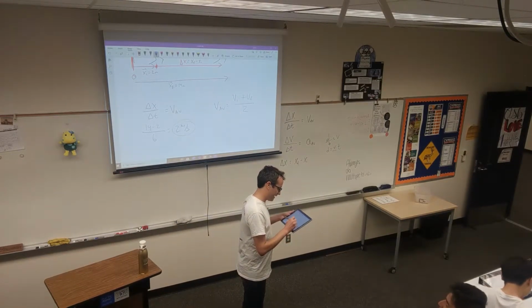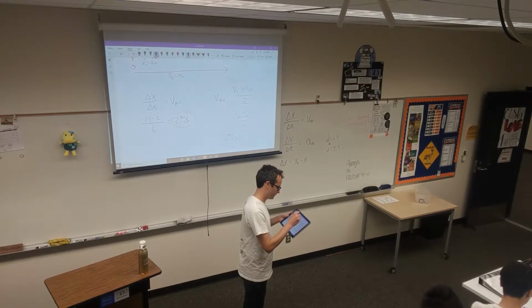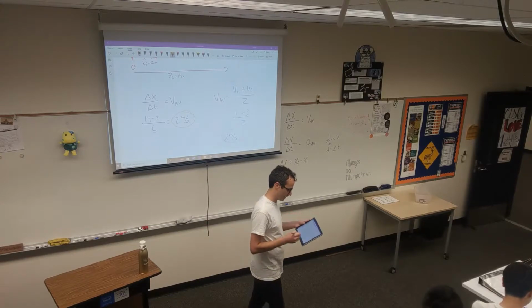So we get that the average velocity then is 1 plus 3 divided by 2, which is also 2 meters per second. They mean the same thing. There are 2 ways to calculate the same thing.